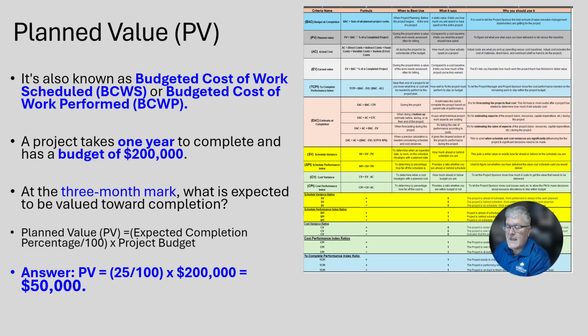I've got 1 year and I've got the 3-month mark. So that would be 25% of the year. The formula for planned value is the expected completed percentage divided by 100 times our project budget. So when you put 25% times $200,000, we get $50,000.